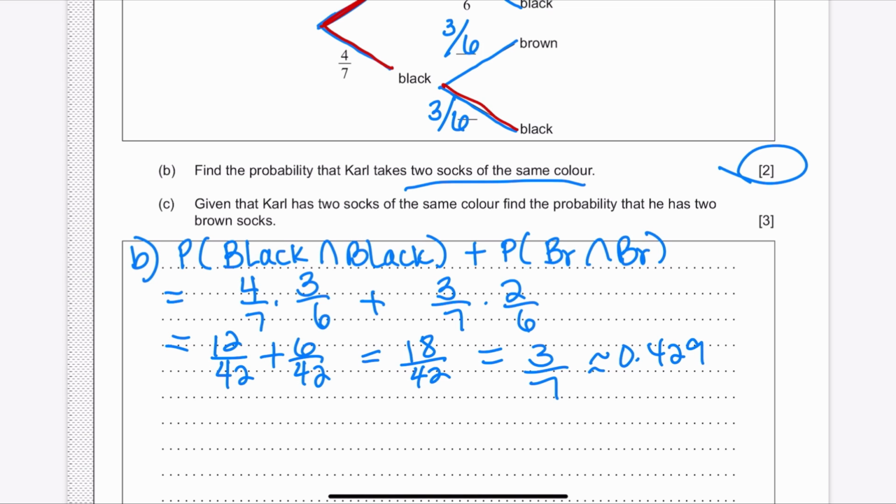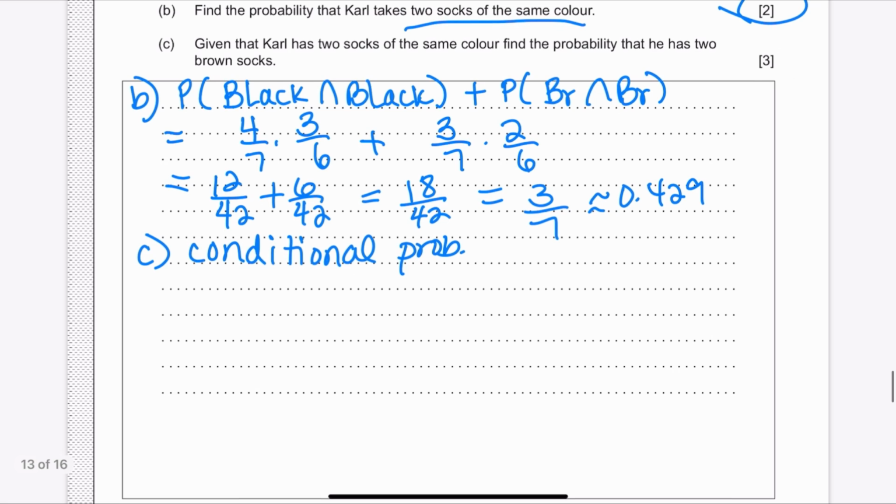For part C, given that Carl, so the minute I see given, it makes me feel like this is going to be a conditional probability problem, but I'm going to read the whole thing first before I decide. Given that Carl has 2 socks of the same color, find the probability he has 2 brown socks. And sure enough, this is an example of conditional probability. There is a formula for conditional probability. It is in your formula packet.